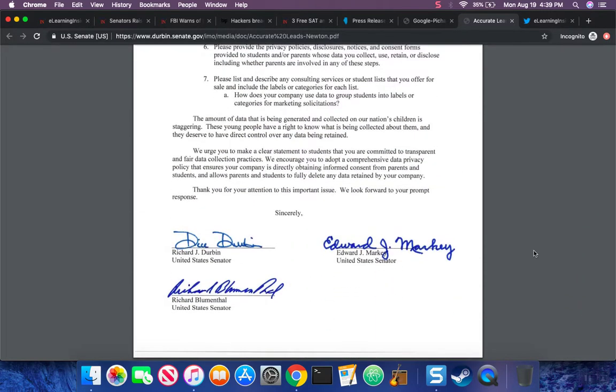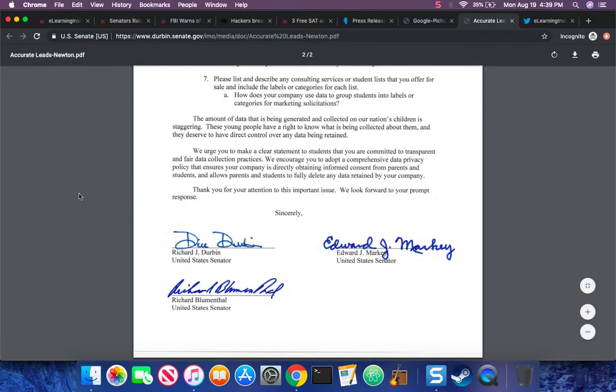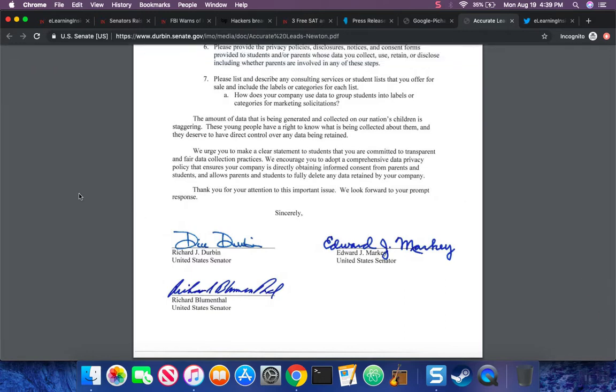Answers to both lists of questions are expected by September 3rd of this year. To conclude the letter, the senators write, quote, "We urge you to make a clear commitment to transparency for the children and young adults who use your products. We encourage you to adopt a comprehensive data privacy policy that ensures your company is directly obtaining informed consent from parents and students, and allows parents and students to fully delete any data retained by your company." End quote.